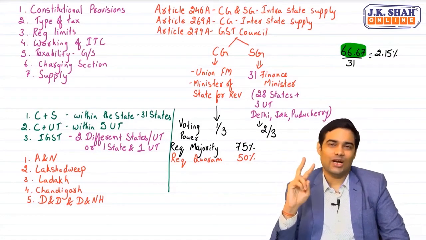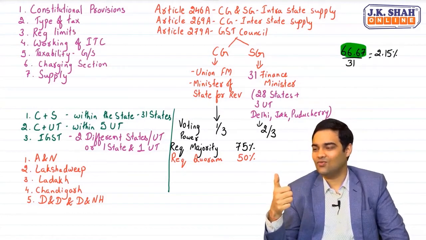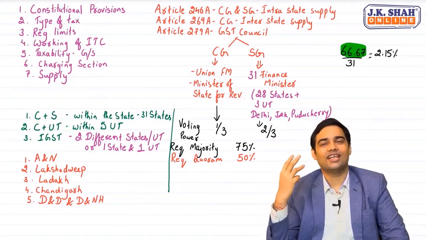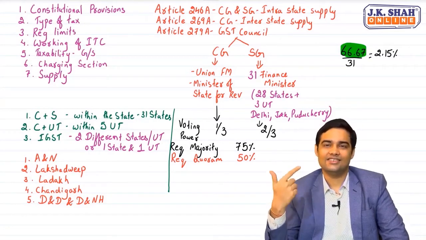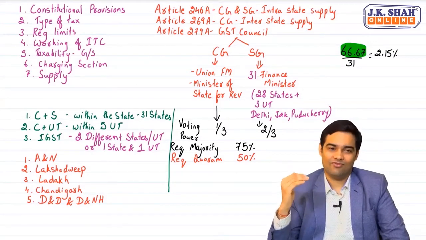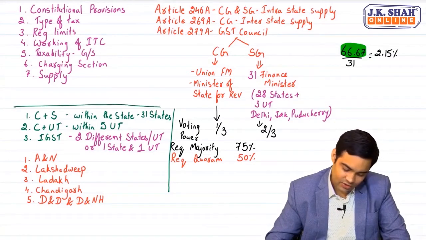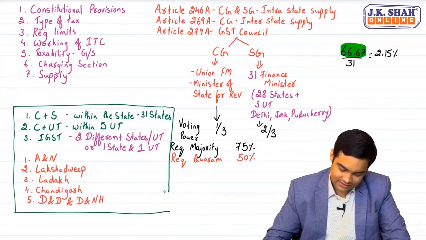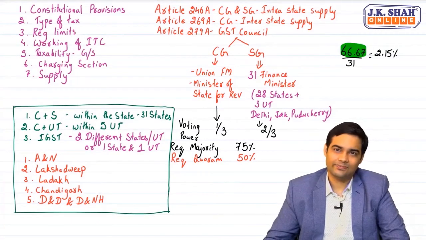We have discussed two aspects till now. One was the constitutional provisions, where we covered 246A, 269A, 279A. And we understood that three union territories will always be regarded as a state: Delhi, Jammu and Kashmir, Puducherry. Then we discussed about type of tax. This was the discussion on type of tax. Three combinations which can be levied under GST: C plus S, C plus UT, IGST.